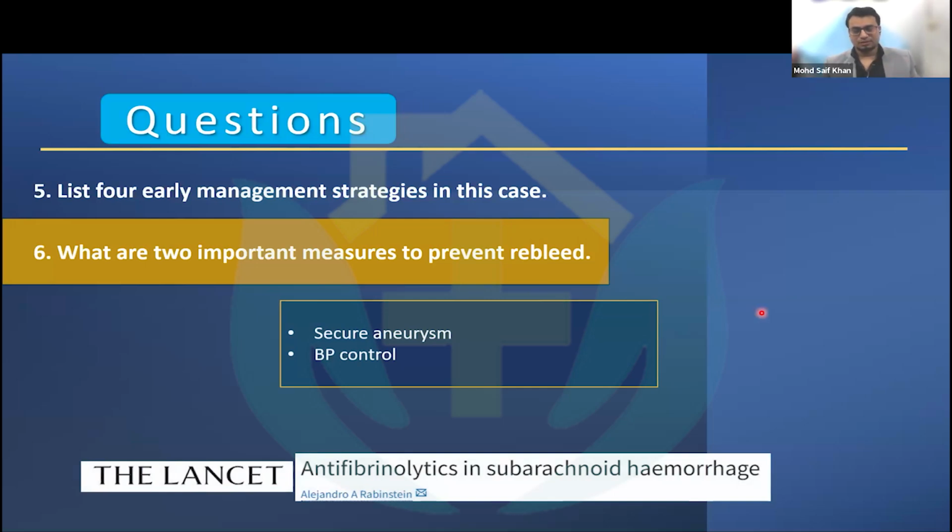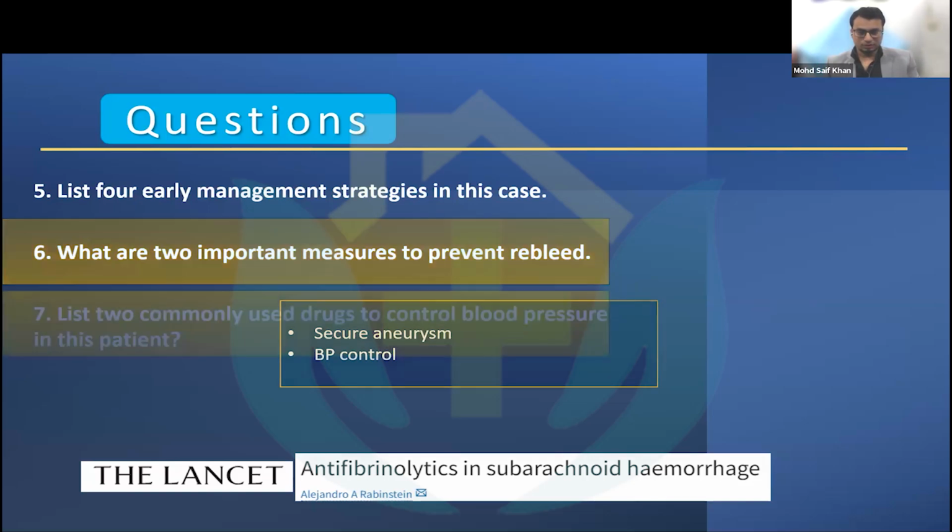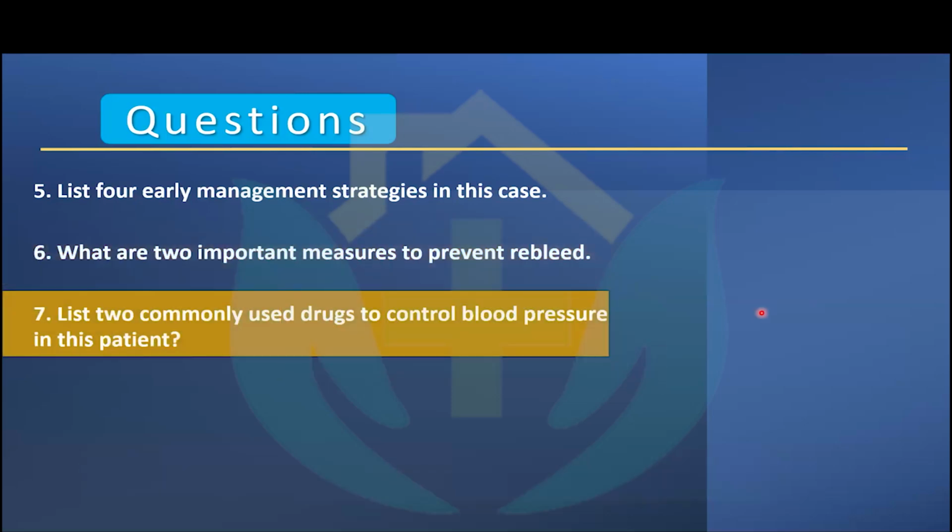But the recent papers and recent meta-analyses are saying that there are not robust data to advocate their use. The latest Lancet study, this editorial, basically has suggested not to use antifibrinolytics because the evidence base is not strong in SAH. But still, you can mention antifibrinolytics because they are not going to cut your marks if you say something which is not in their answer list.